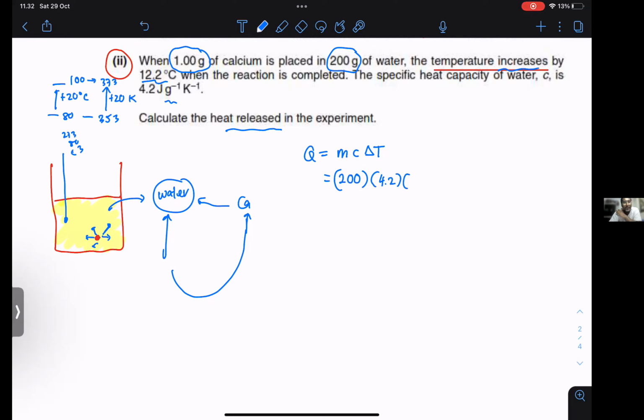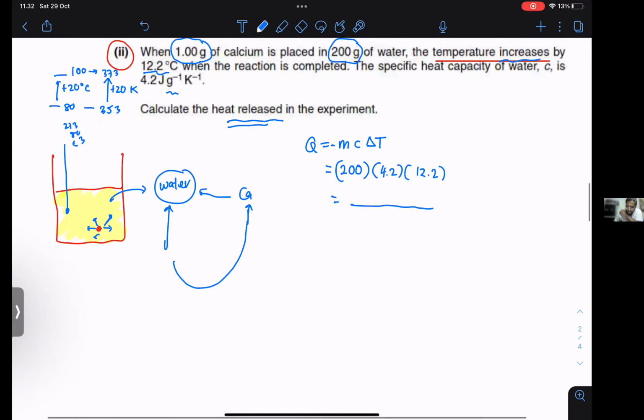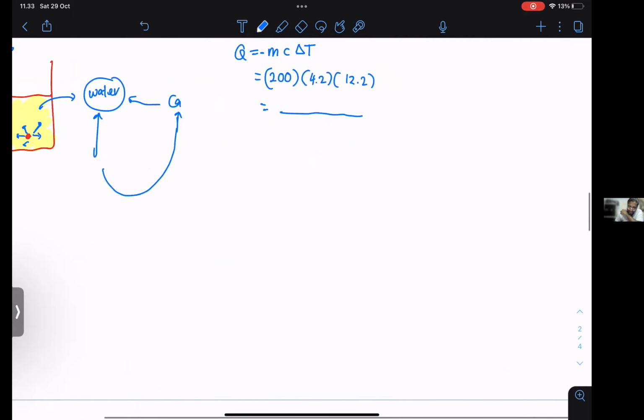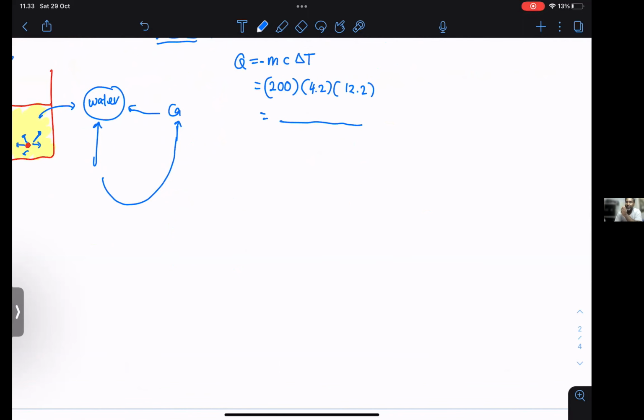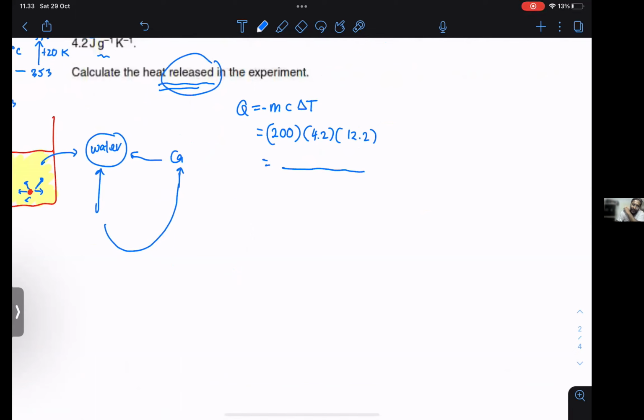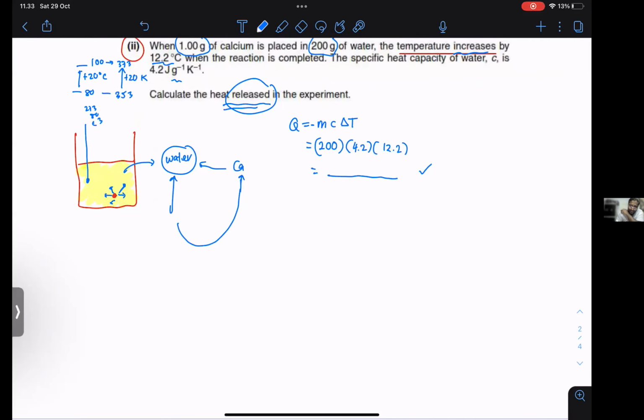Don't go and add 12.2 plus 273. Very important: you just use 12.2 because it's a change in temperature. Then you get this value. Supposed to be negative because heat is released. They say heat release means it's understood to be negative, so you do not need to rewrite the answer in negative. It's okay to give the answer as a positive value because they already say heat. So you calculate this and you will get the Q value in joule, for the heat release.